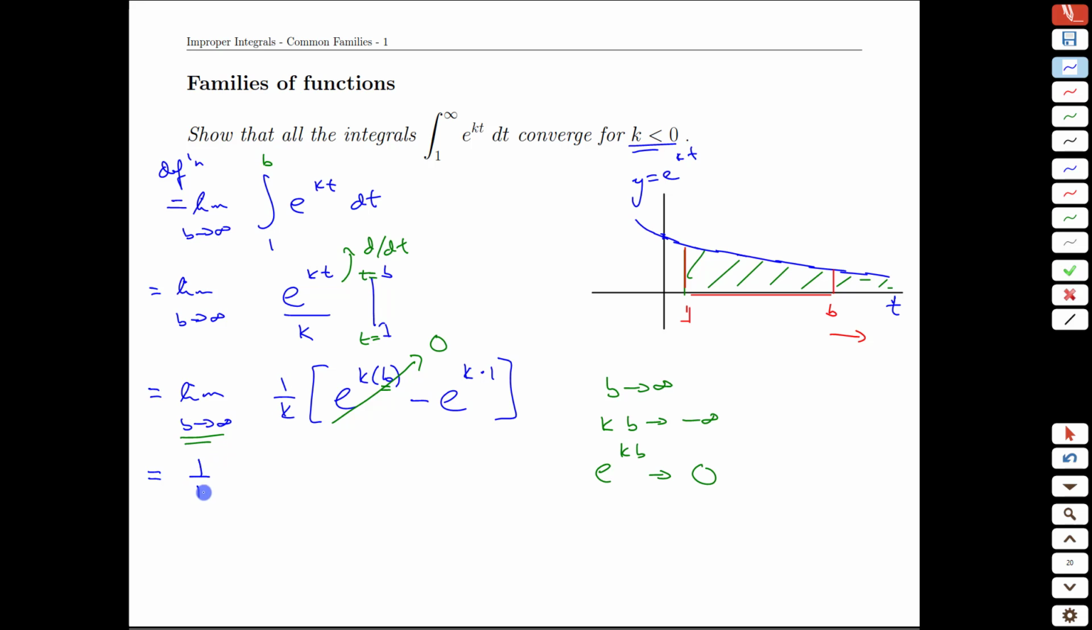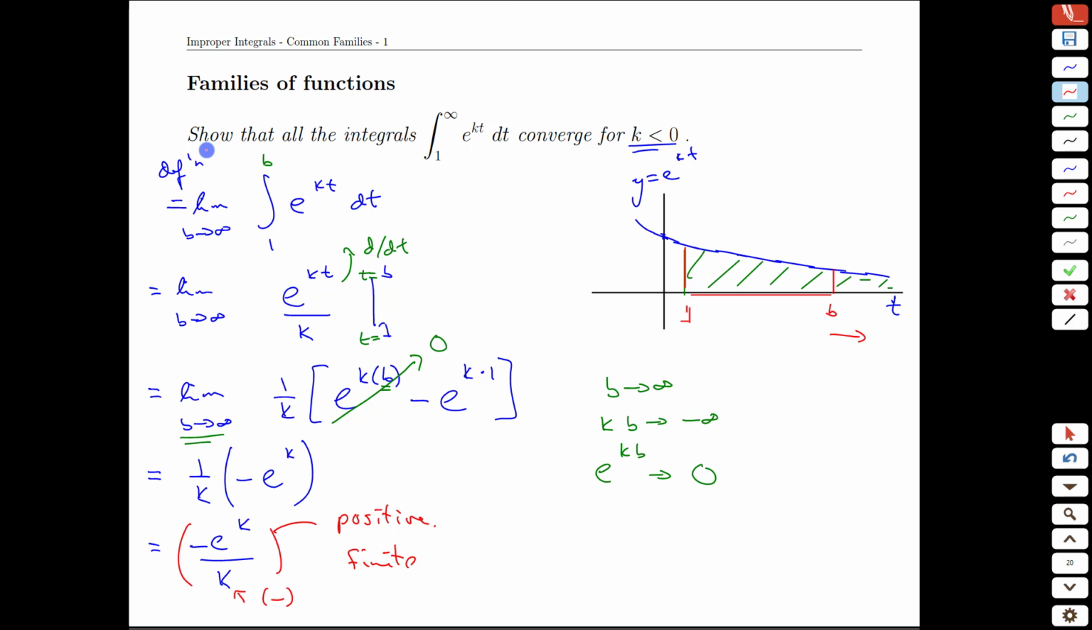We have 1 over k, and we have our negative e to the k times 1, or e to the negative k. And if we wanted to, we could rewrite that as negative e to the k over k. Now at first glance, this might be a bit weird if you're thinking about signs. This looks like it's negative, but the area underneath this curve is positive. But just remember that k here is also negative, so this whole expression overall is a positive quantity. And notice it's also finite.